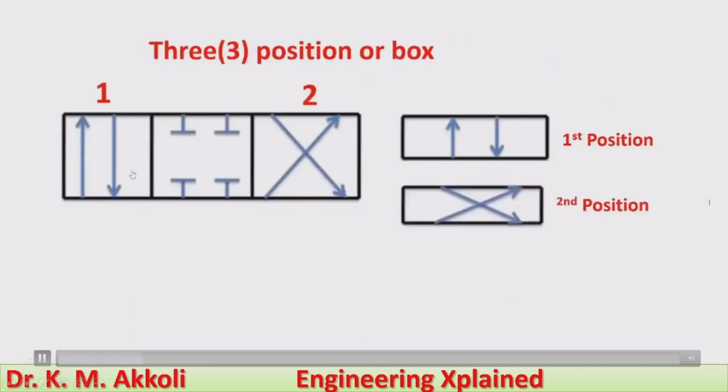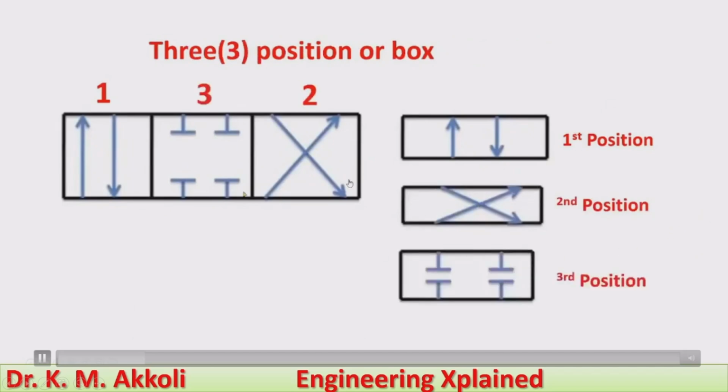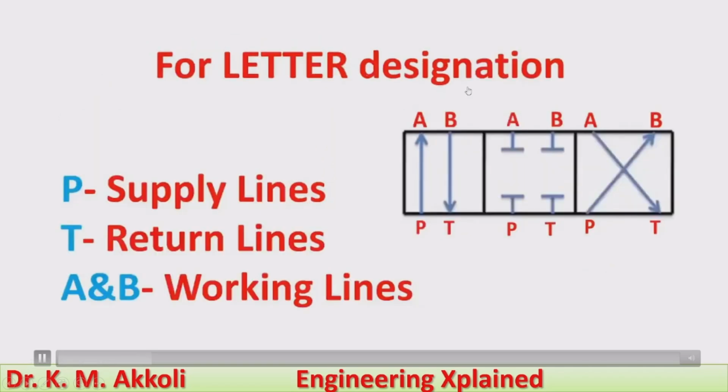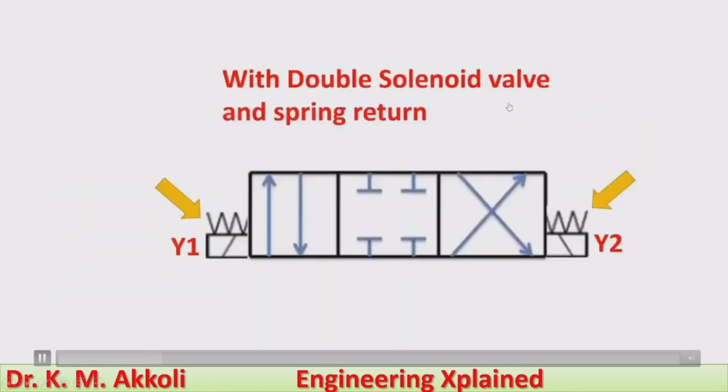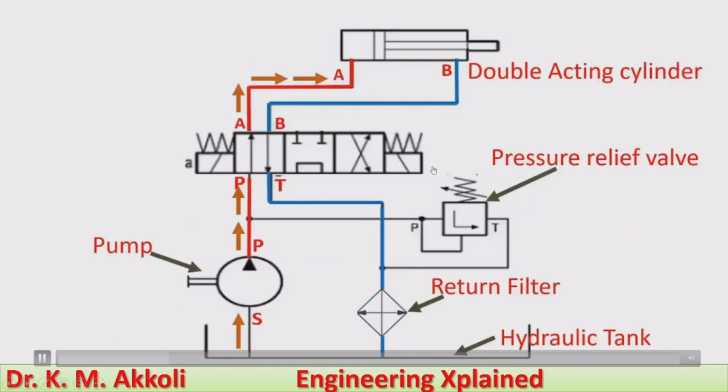The first position is for the extension stroke, the second position for the retraction, and the third position is the neutral position. You can represent these letters of the designation: P is the pump line or supply line, T is the tank line or return line, and A, B are the working lines which go to the actuator. With double acting solenoid valve spring return, these are solenoid actuated, with spring return for the center position. This is the hydraulic circuit.